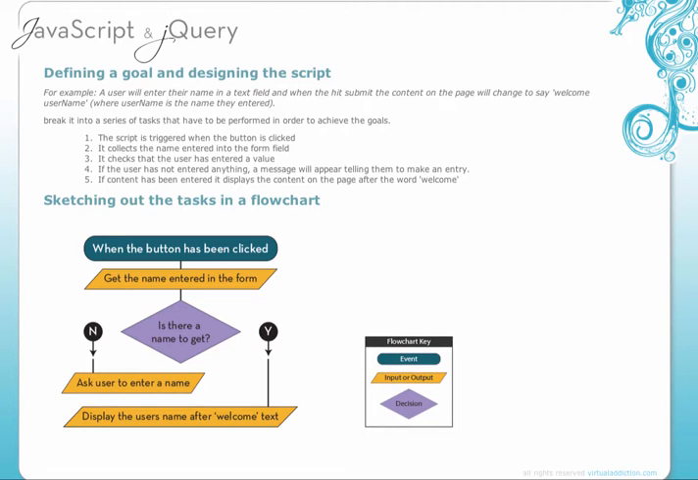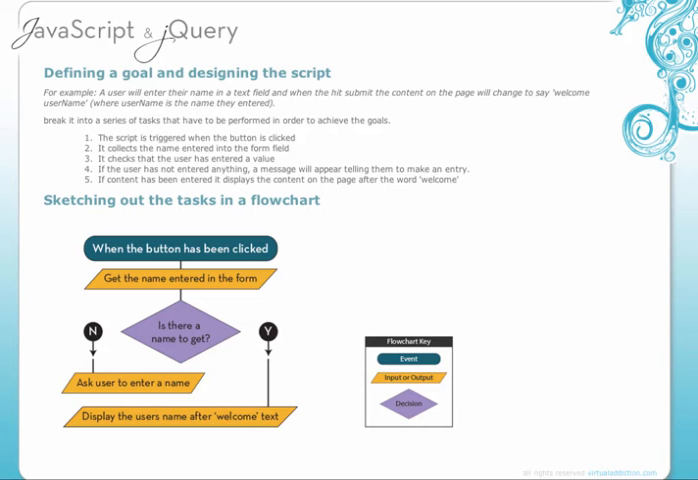In order to think like a computer to solve the tasks, you'll need to define a goal and design a script. Consider how you might approach a different type of script. The first thing you should do is detail your goals for the script. What is it that you want to achieve?